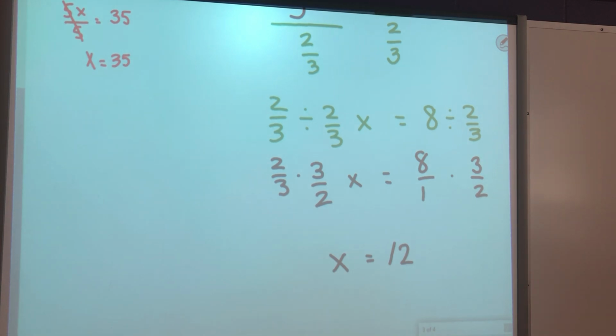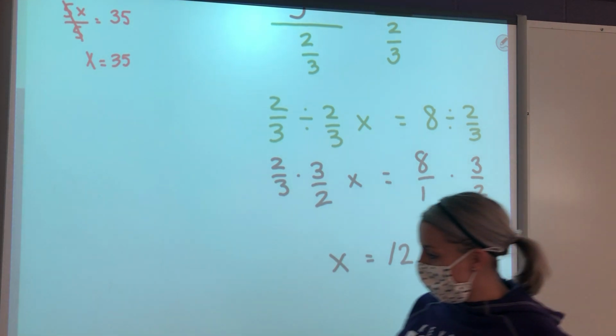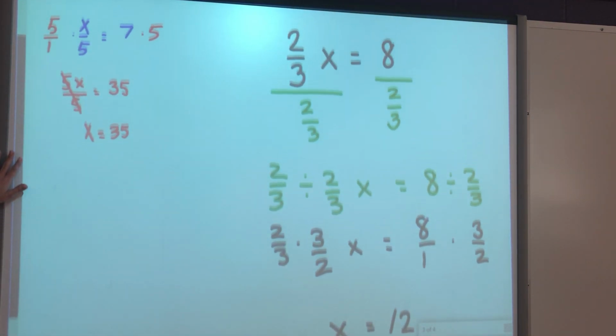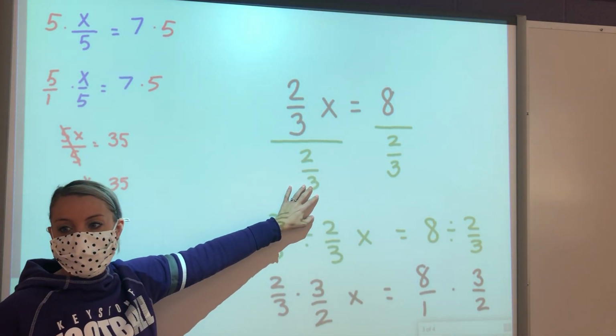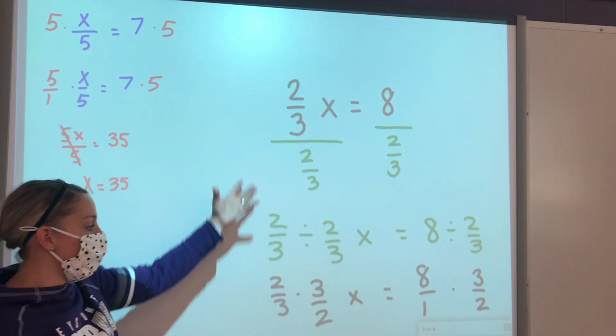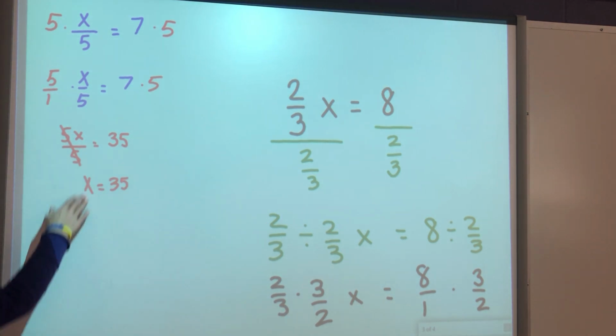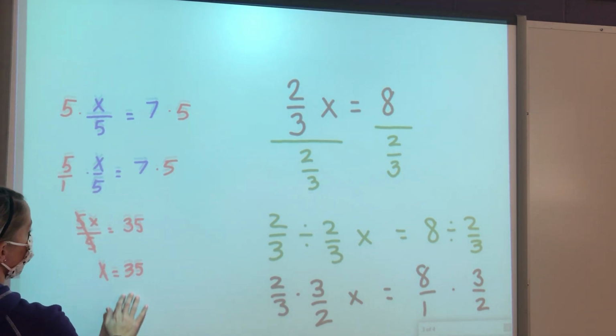What? Okay. I still don't understand. Okay. Can you please redo that? Hold up. Okay, so what did we do? We divided by the fraction, which actually we multiplied by the reciprocal, right? So let's look back. Let's look back over here.